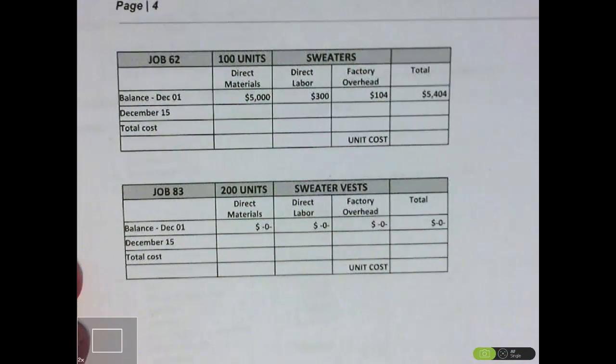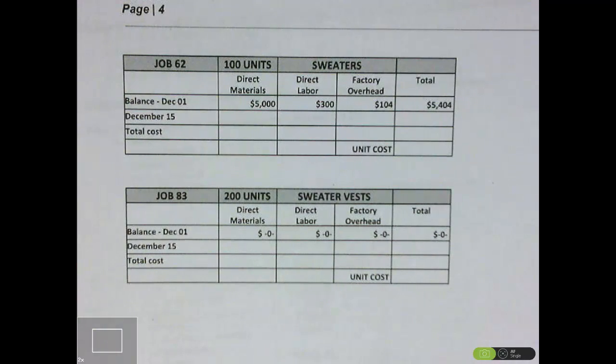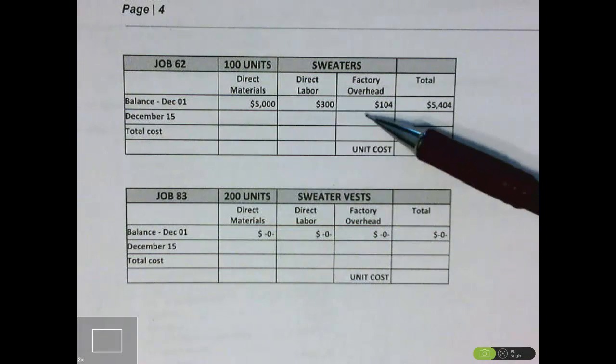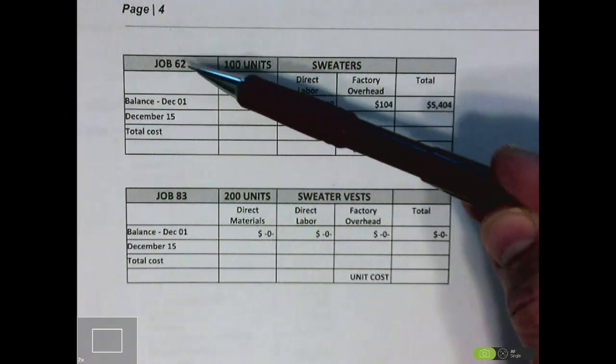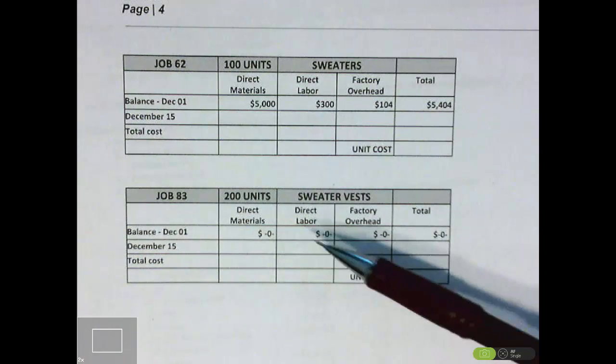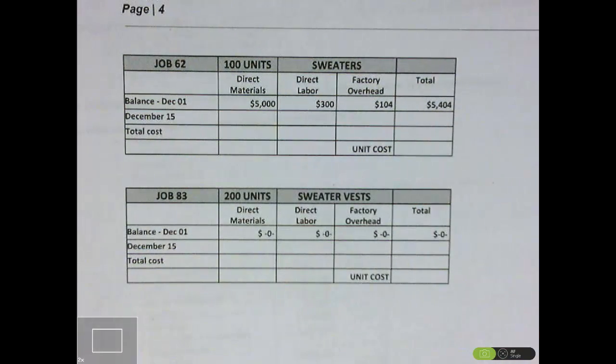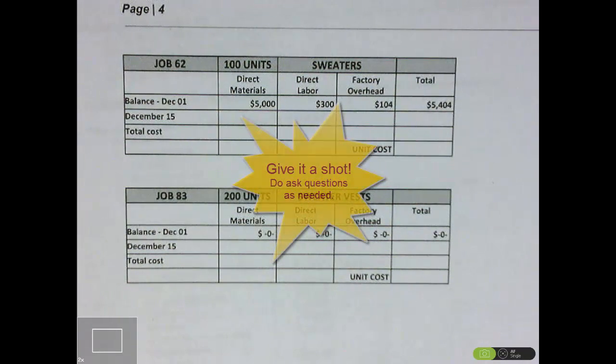Your job for this particular problem is to determine what amounts would be placed in materials, labor, and overhead for job 62, and the amounts for materials, labor, and overhead that would be allocated to job number 83, and then to make the appropriate journal entries for each of those items. That's a long-winded explanation of what this problem is to do. Give it a shot and see how it goes. If you have questions, please do not hesitate to contact me.